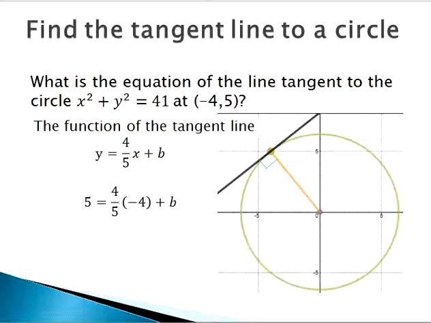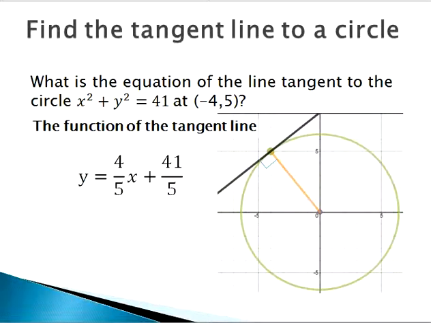If we then multiply the negative 4 with our fraction. Remember, if we multiply a fraction with an integer, we actually only multiply the numerator with that integer. So we get negative 16 over 5. And then plus b. And to find our b, we can take it over to the other side, and we find that our b is 41 over 5. All right. Put it back into our function. 4 over 5 x plus 41 over 5 is the function of our tangent line.